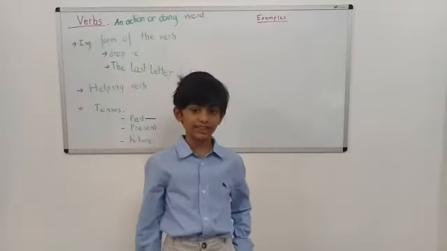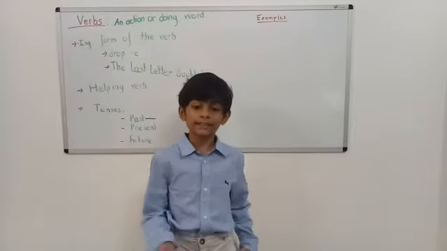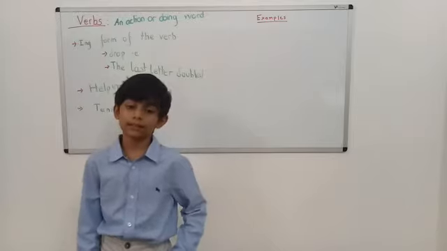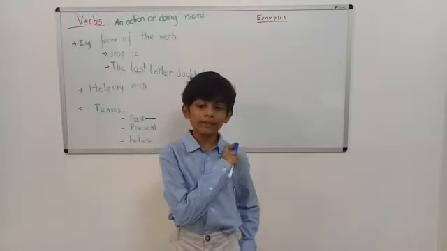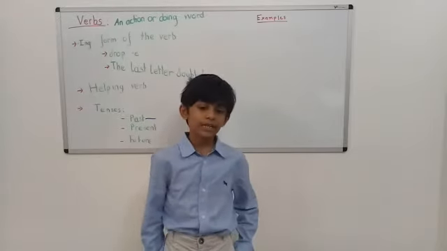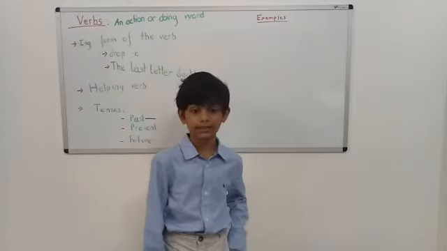The second rule is doubling the last letter, then adding ED. Fan, double N-ED, hop, double P-ED, knit, double T-ED. Cry, dropping the Y at the end and adding I-E-D. Cry, cried, try, tried, fry, fried.